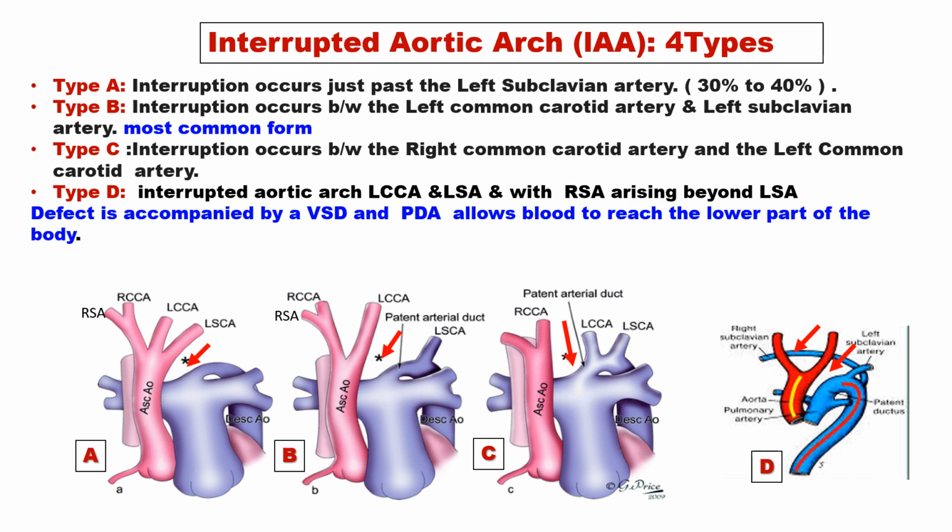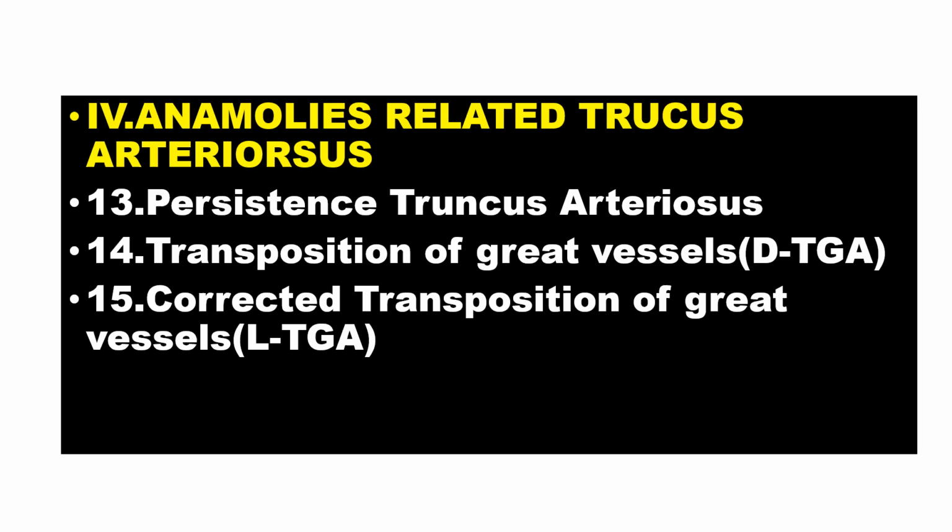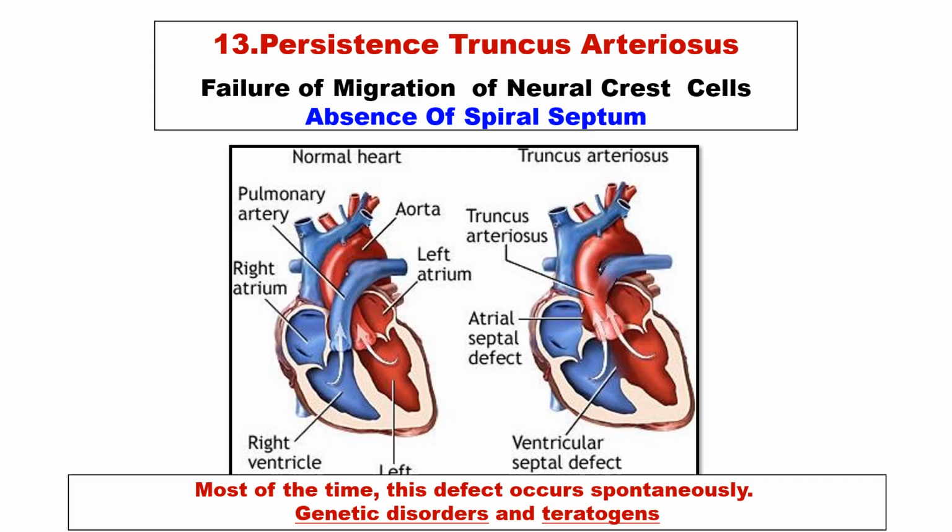The defect is usually accompanied by a ventricular septal defect or patent ductus arteriosus, allowing the blood to reach the lower part of the body. Anomalies finally related to the truncus arteriosus, which mainly gives rise to the aortic arch and pulmonary trunk. These are closely related to the cardiac anomalies, but we will take up them because they are closely related to the aortic arch arteries. They are persistent truncus arteriosus, transposition of great vessels, and corrected transposition of great vessels.